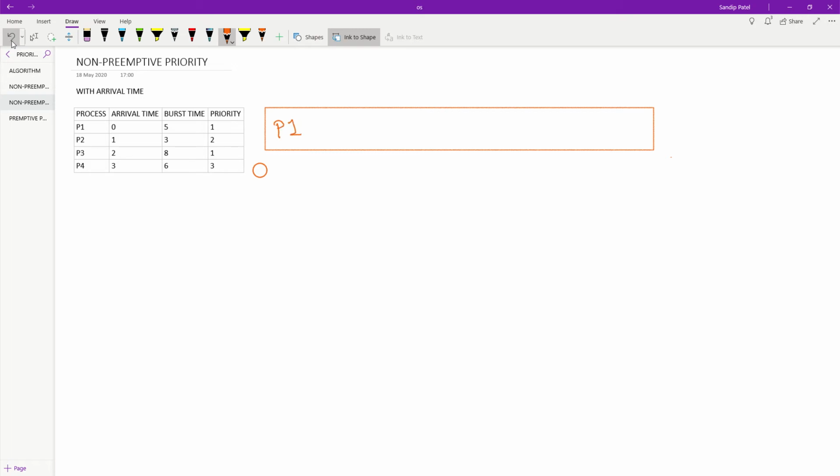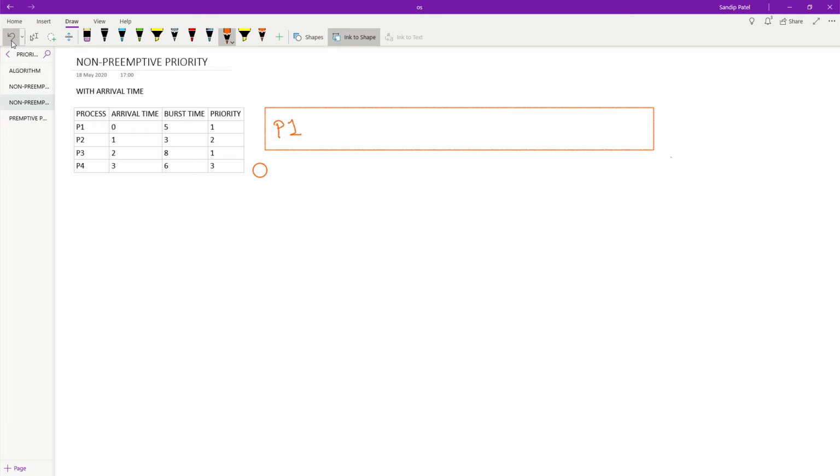Okay, P1 is available at 0 milliseconds, and its priority is 1. No other processes are available in the ready queue, so we are not comparing P1 with other processes. You can say we are not applying the algorithm. By default we enter P1 into the CPU.